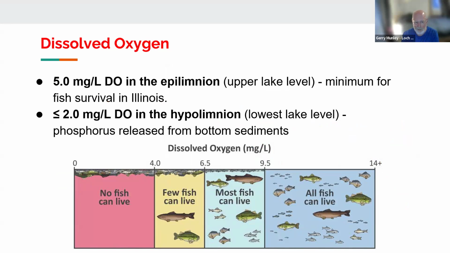But 5 milligrams per liter of dissolved oxygen in the upper level of the lake is the minimum that fish need to survive. Preferably, if it gets up to twice that, it's much better. But at less than 2 milligrams per liter of dissolved oxygen in the lowest level, the hypolimnion, that's when phosphorus is released. But it's also when very few or no fish can actually survive.